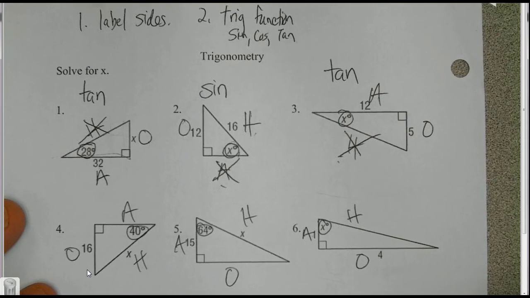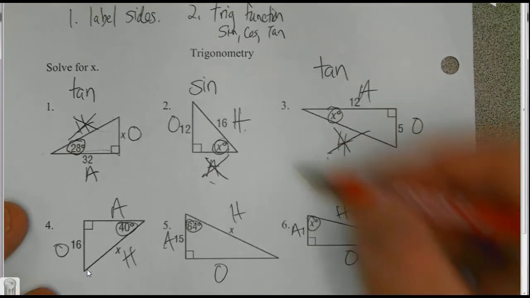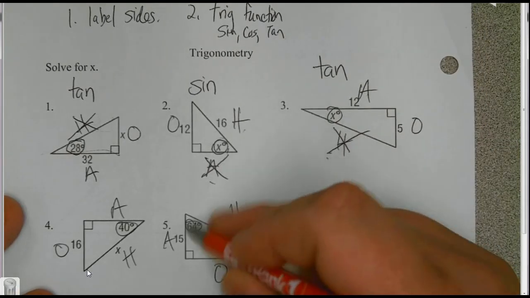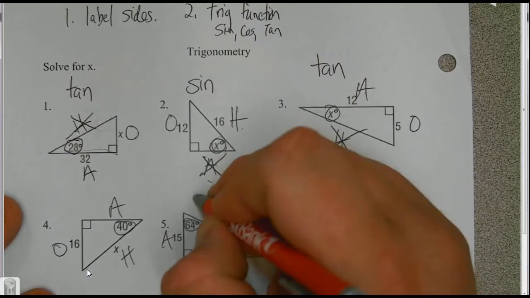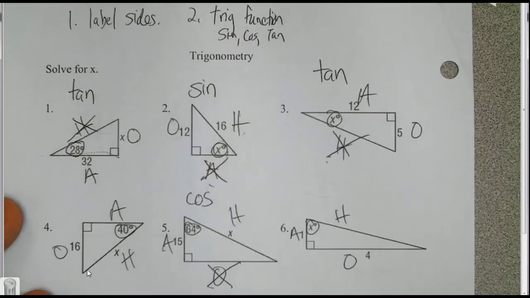And I want to give you one that's cosine just so you can see it. Here we go. Number 5, angle, don't use opposite, so that is cosine.